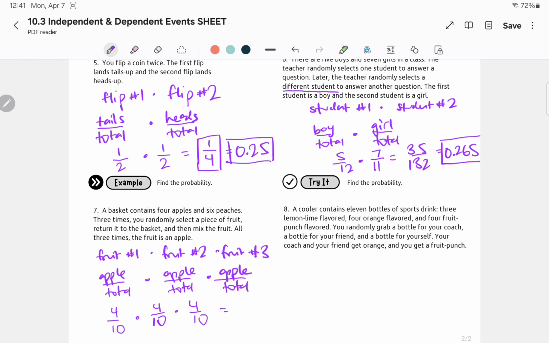Because again, you return the fruit to the basket. You're not eating anything. Okay, so it's 4 out of 10 times 3. So 4 times 4 times 4. 4 times 4 is 16. 16 times 4 is 64. And then 10 times 10 is 100, times 10 is 1,000. And when you put this into a calculator, you get 64 thousandths, which is 0.064.